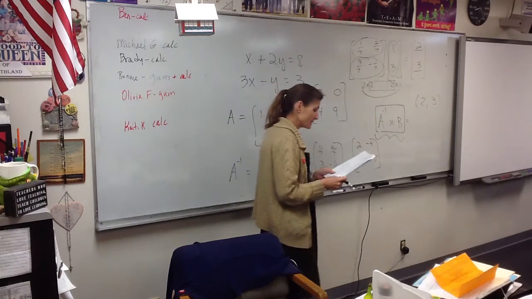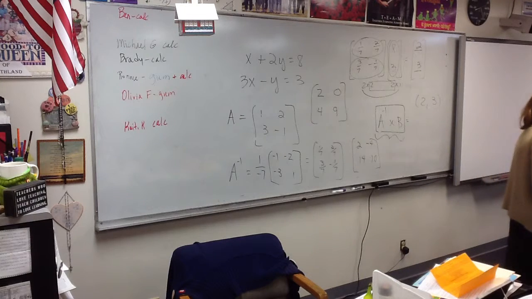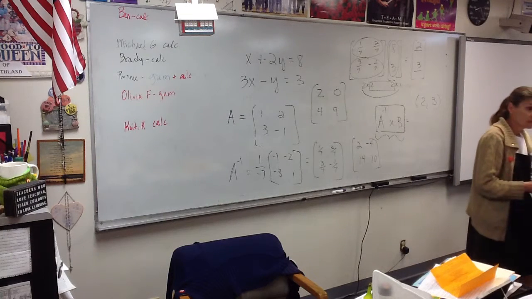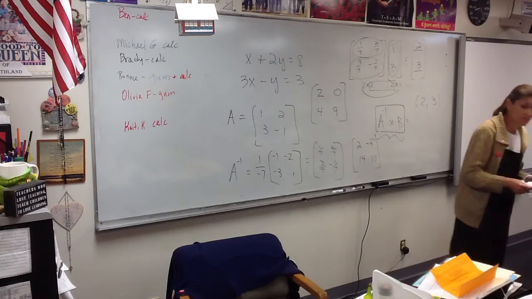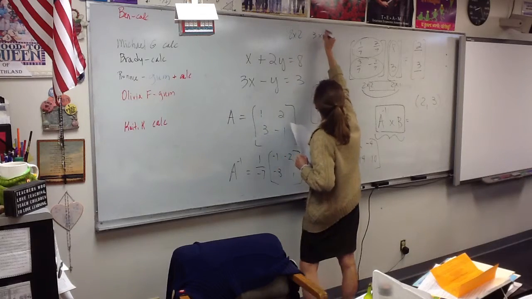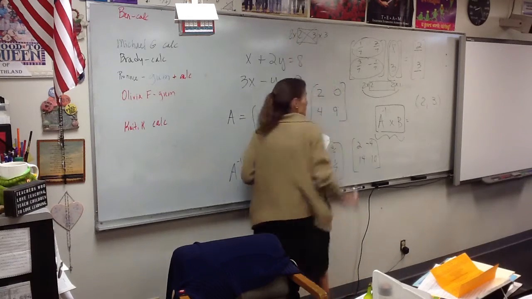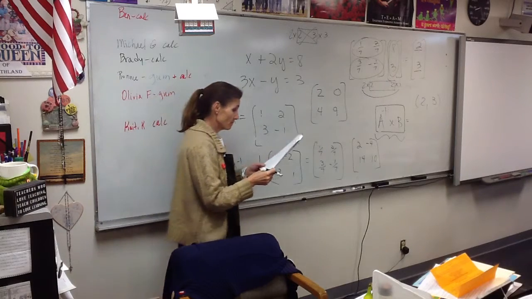All right, let's look at C. That means multiply A times C. Not possible. Because what are the dimensions of A? 2 by 2. What are the dimensions of C? You cannot multiply a 2 by 2 and a 3 by 3 because these numbers don't match, right? And they have to. So that's not possible.